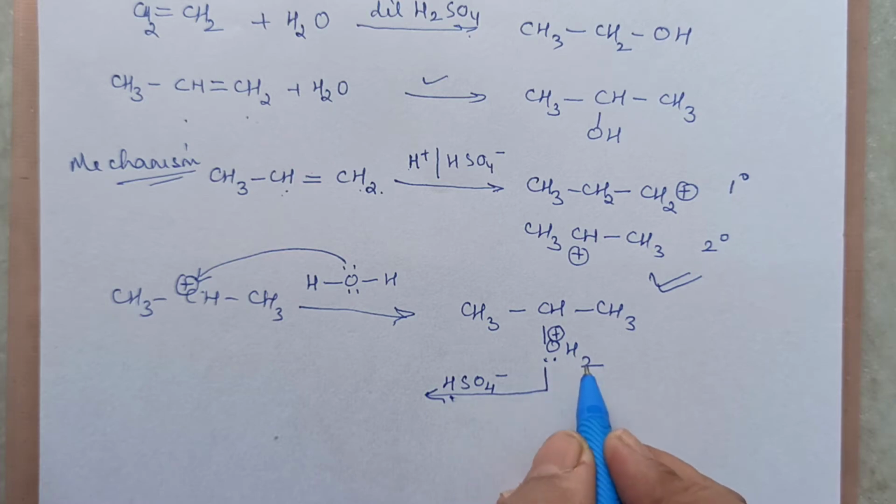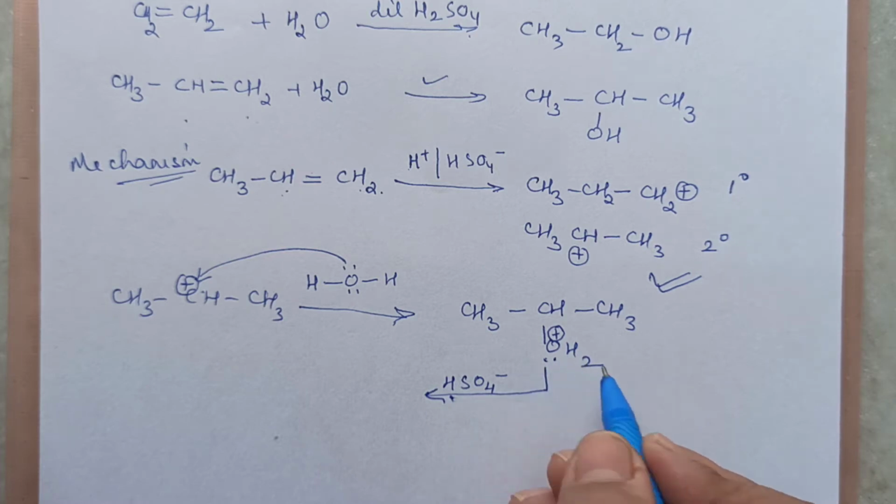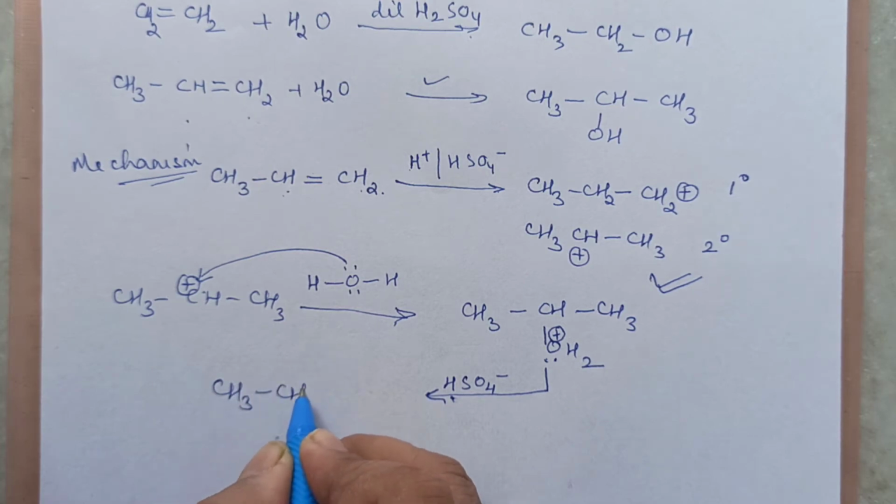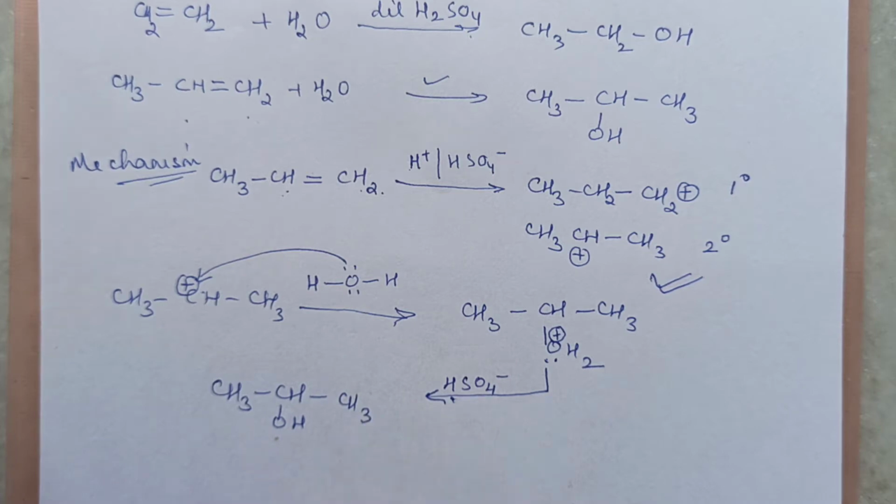So when this tries to pull, one H will go and what is left behind? Only alcohol. So what will you get now? CH3, CH, OH, CH3. Got it? So what did you get here? You got 2 degree alcohol.